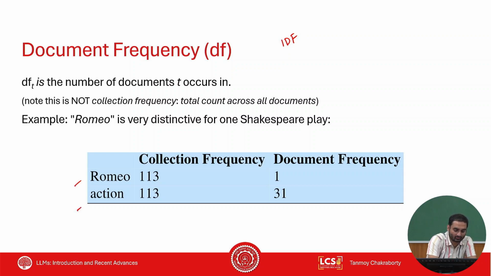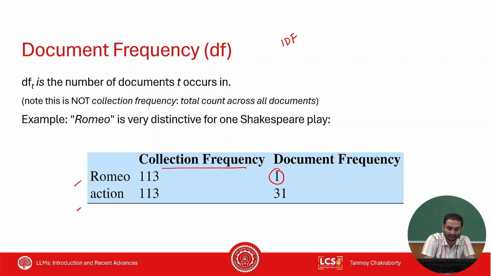Let's say there are two words, Romeo and action. The word Romeo appears in only one document, not in the other documents of Shakespeare, for example. Okay. So the term frequency will be very high for that document, but the document frequency will be very low. Why? Out of, let's say, 1,000 documents, only one document has this word Romeo, right? So document frequency will be, let's say, 1.